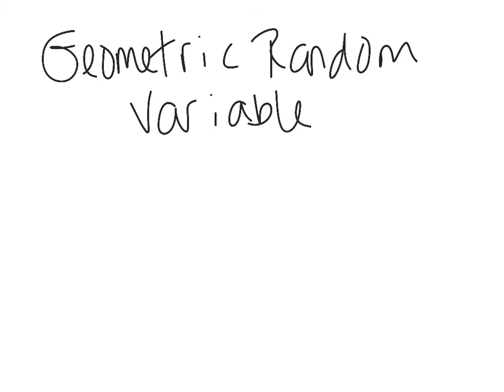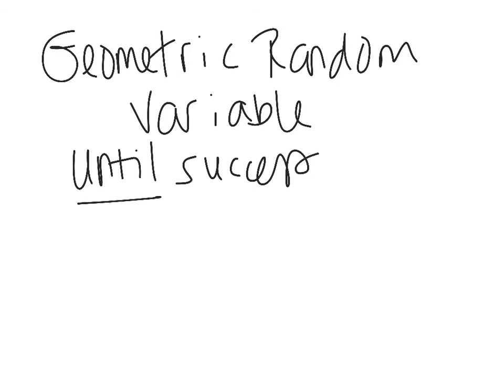The last thing we're going to look at is what a geometric random variable is. A geometric random variable counts until you get a success, which is different than a binomial. A binomial counted how many successes I got. A geometric counts how many times it takes for me to get a success, not how many times successes appeared.